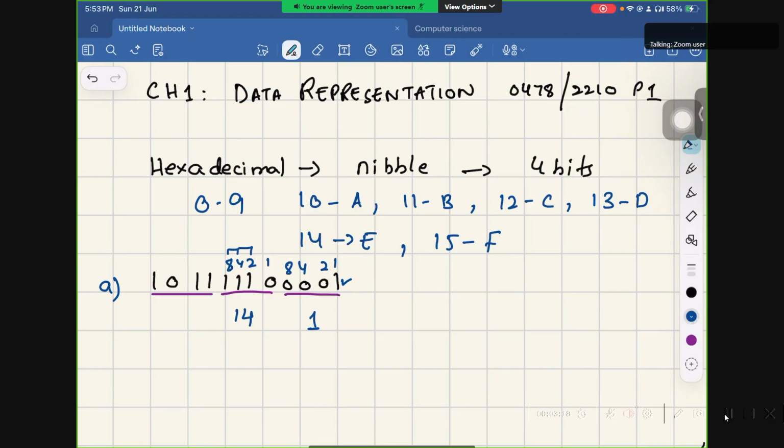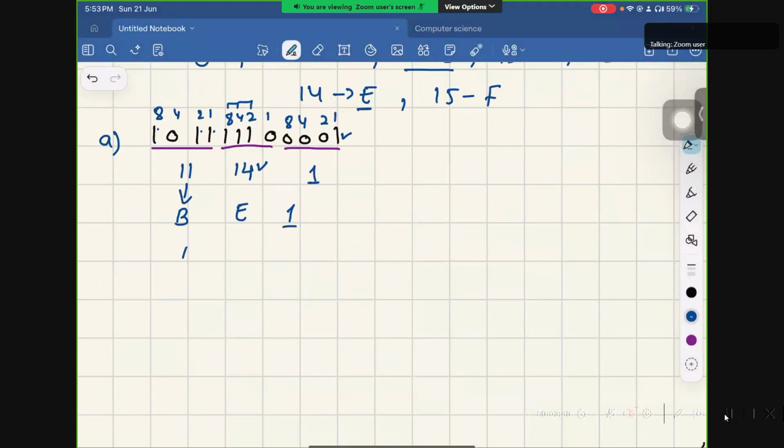Then we have 1, 2, 4, 8: 8 plus 2 is 10, and 1 makes 11. If you can see, we have some values greater than 9. So 11 becomes B, 14 becomes E, and then we have 1. So your answer is going to be BE1. This is your answer. I hope this is clear to everyone.